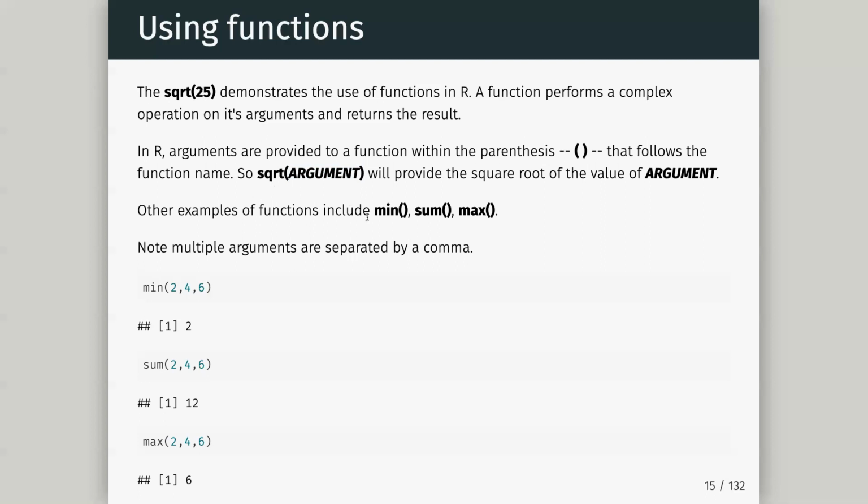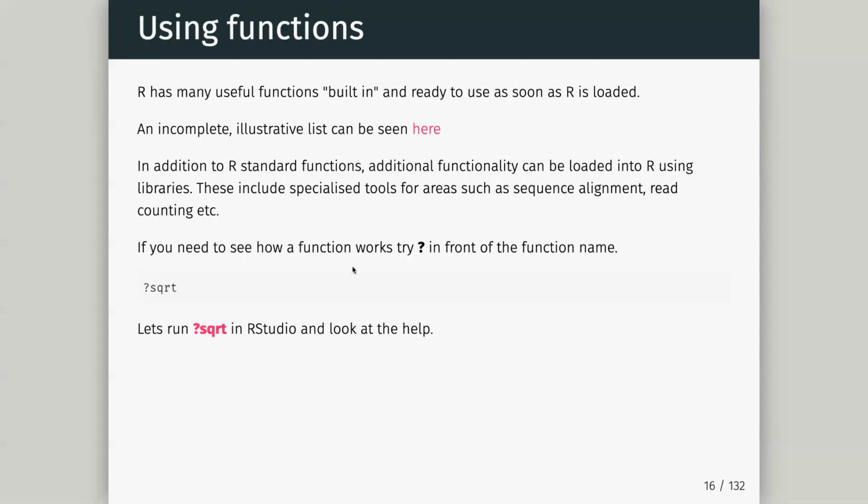Other functions can take multiple arguments. Multiple arguments, if we're going to provide them, are separated by a comma. So in this case, I've chosen some really simple ones. We have min, sum, and max. So min, I just give it as many numbers as I want to get the minimum of. And I just need to separate them by a comma. So here I have 2, 4, and 6. That gives me 2. Sum, just give it separated by comma, and max the same again. These are straightforward, multiple arguments separated by comma.